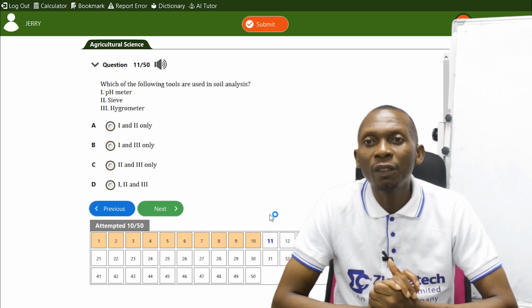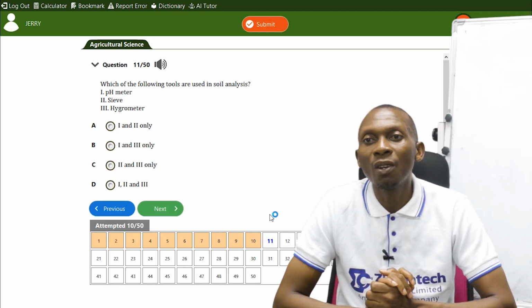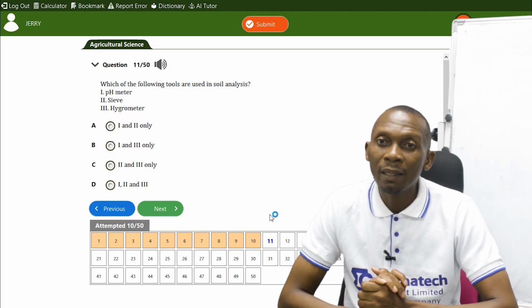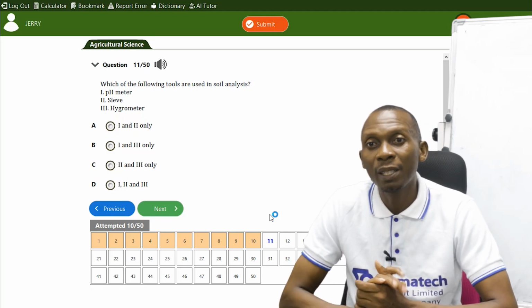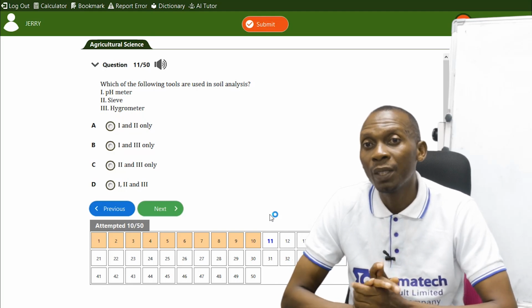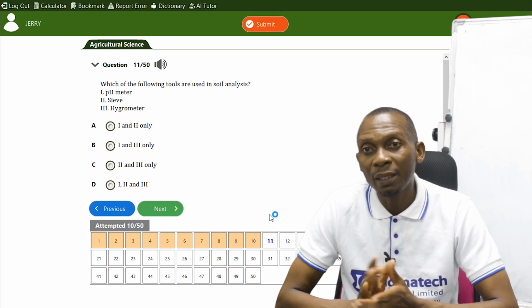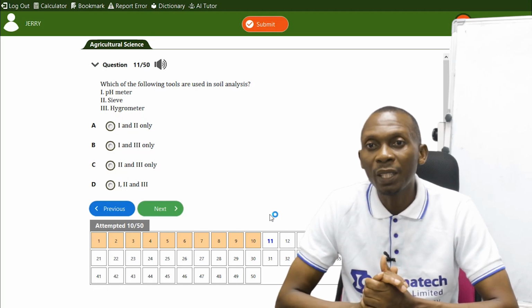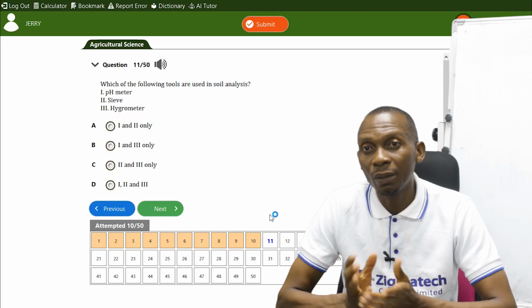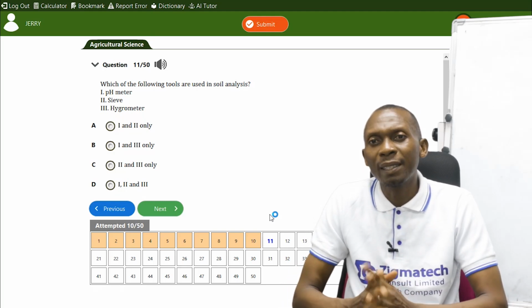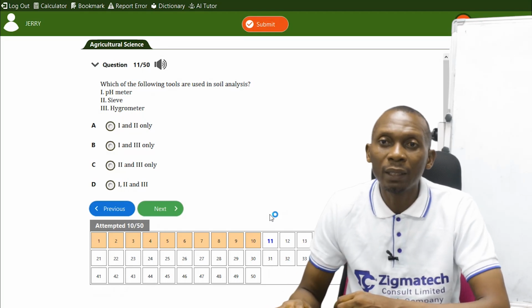Now here, they said, which of the following tools are used in soil analysis? We have the pH meter, the sieve, the hygrometer. pH meter is to test the pH level. Sieve is also for particle size analysis. And the hygrometer is needed for moisture content, to test the water holding capacity of our soil. So all of these are important tools in soil analysis. So the answer is D.